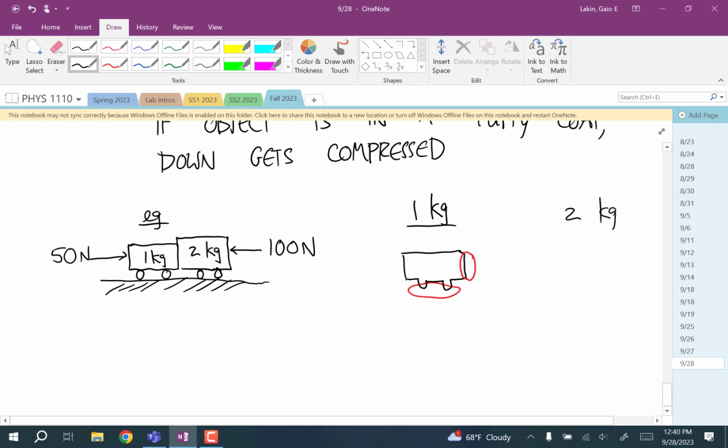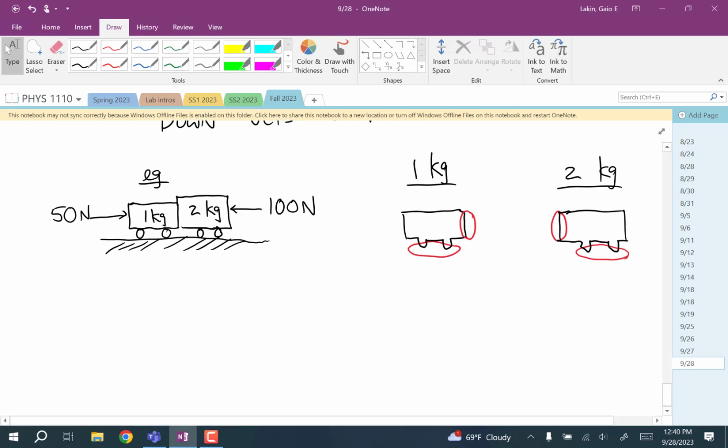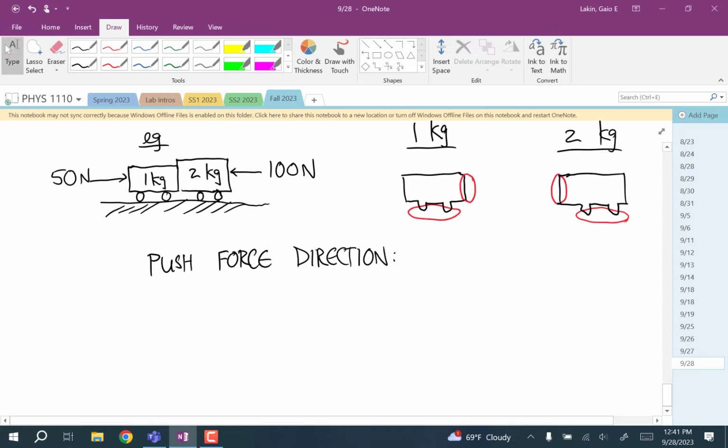And for the 2 kilogram cart, again, the ground is pushing on the wheels. And here, the puffy coat would get compressed by the 1 kilogram cart. Okay, so what's the direction of the push force? So the pushing force direction is always perpendicular to the surface of contact.